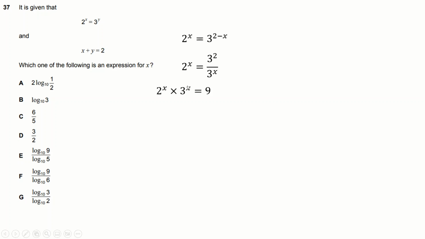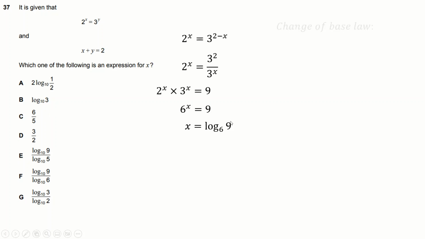And when you've got the same indices, most people know when you have the same base, you can add the powers, but maybe a lesser known rule is when you have the same powers, you can just multiply the bases. So this makes 6 to the power x. And now, of course, we can just take log to base 6 of both sides. Now, this isn't an answer on the sheet. All the answers have log to base 10.